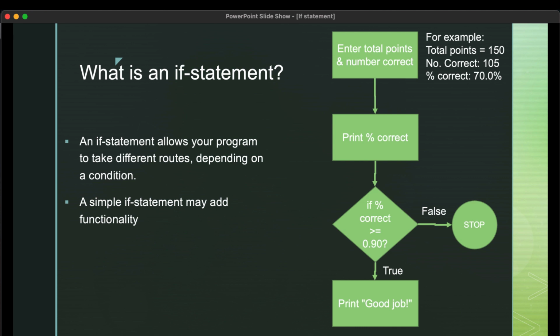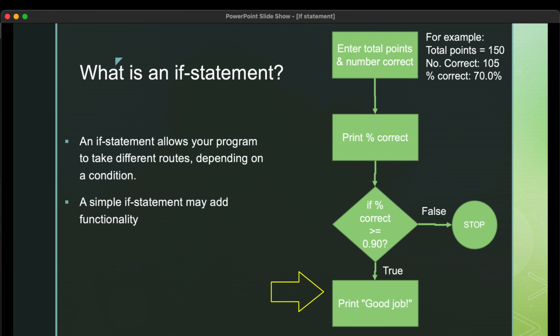So if you look at the flow as we go through this, first we input the total number of points and the number correct. Then we print the percentage correct so the student knows what the percentage is, so we print the 70%. Then we have a decision, and this is where the if statement comes in. The if statement says, is the percent correct greater than 90%? If it is, we're going to print good job. But if it isn't, we don't want to print that, so we're just going to stop the program.